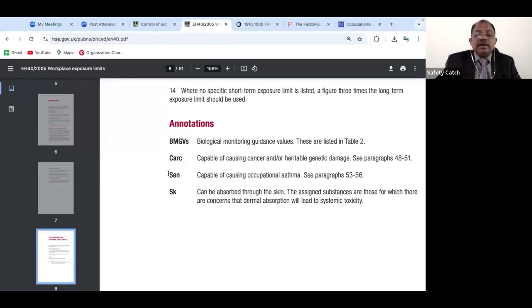If they write SEN, that is sensitizer, causing asthma or respiratory problems. And SK means skin notation. That means it is harmful to the skin or it can cause toxicity by absorption through the skin. So these are all annotations given along with the chemical. We'll see that now.